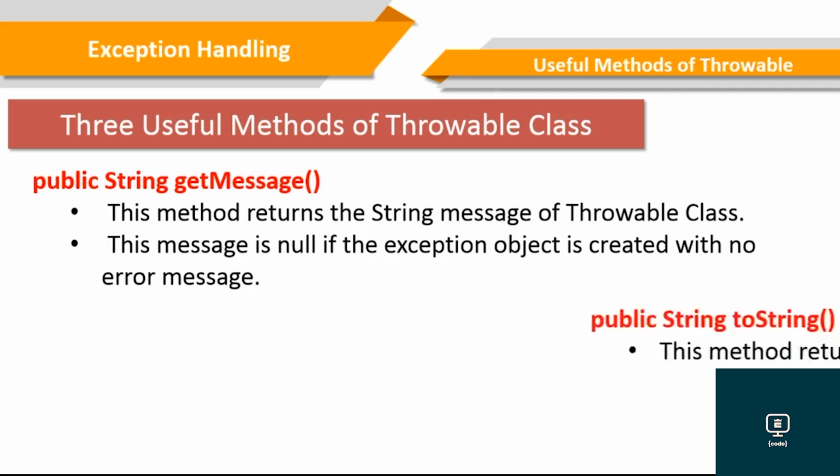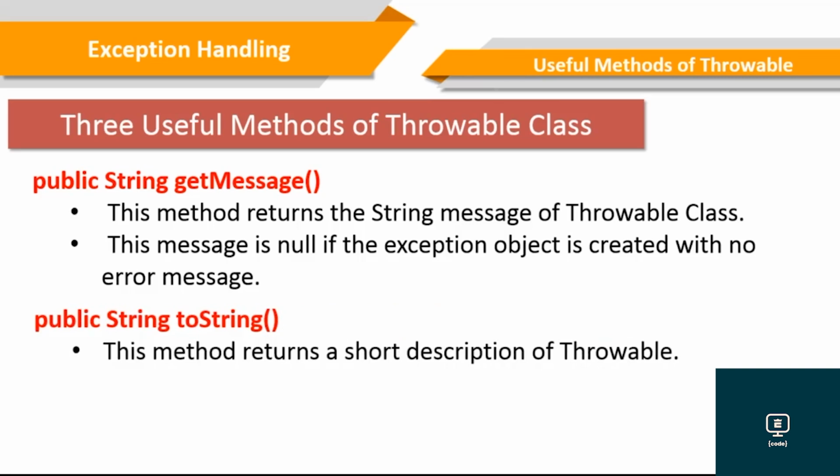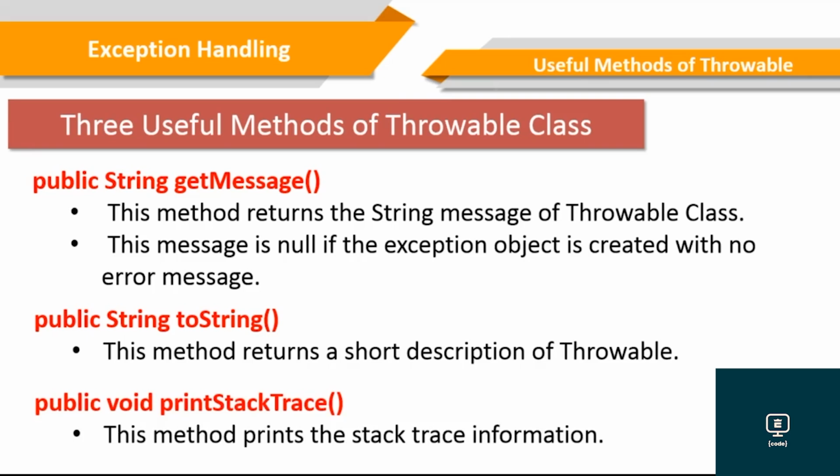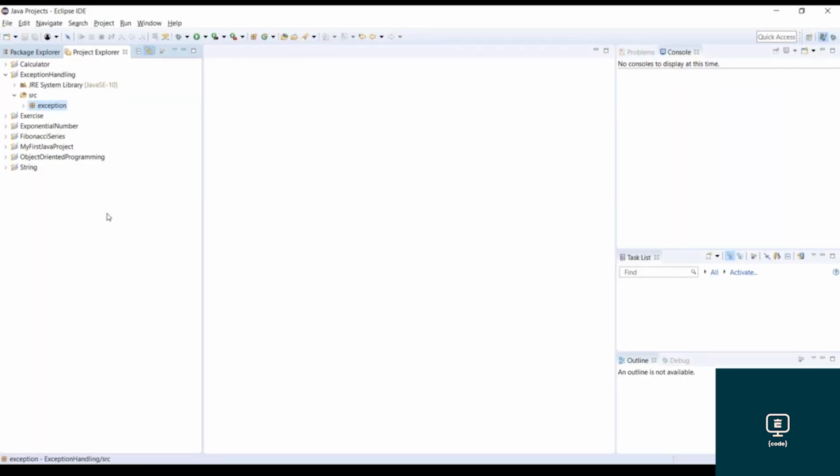The second one is the toString method, and this method returns a short description of the Throwable. And the third one is the printStackTrace method, and this method prints the stack trace information. So are you ready to make some examples with the useful methods of the Throwable class? I think you are.